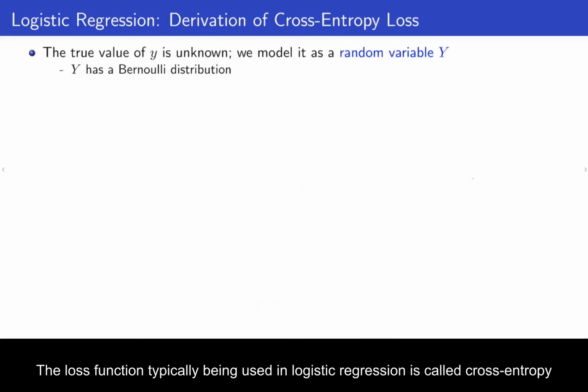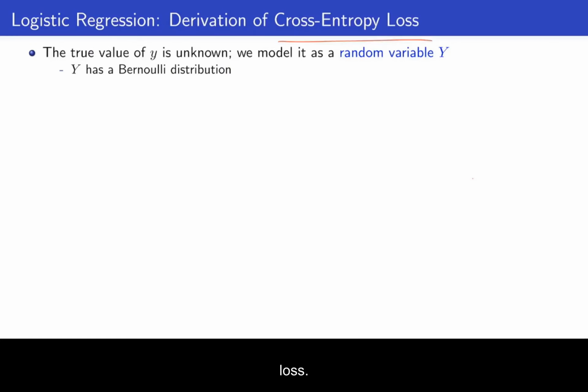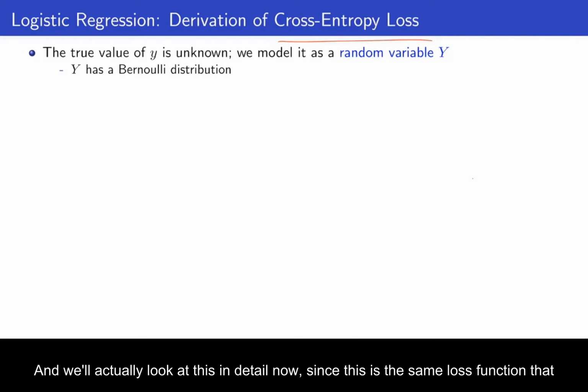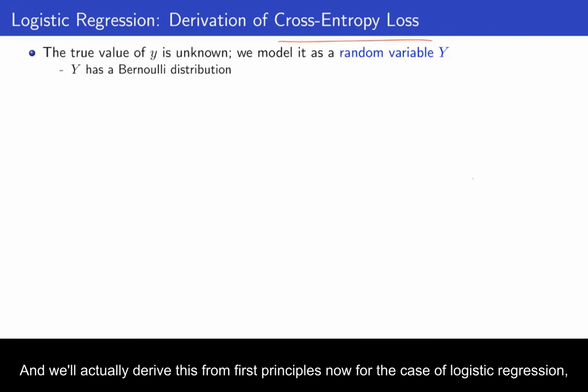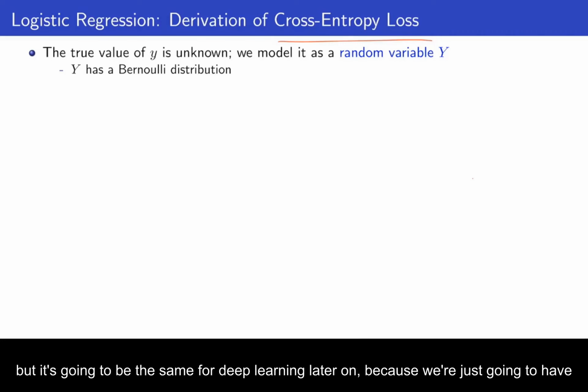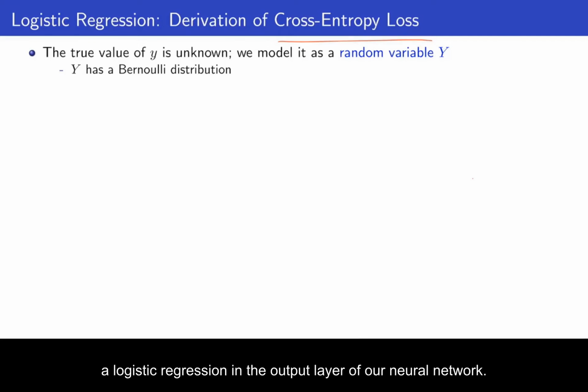The loss function typically used in logistic regression is called cross-entropy loss. We'll look at this in detail now, since this is the same loss function that we typically use in deep learning. We'll derive this from first principles for the case of logistic regression, but it's going to be the same for deep learning later on, because we're just going to have a logistic regression in the output layer of our neural network.